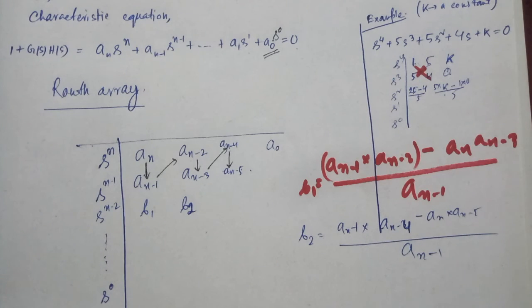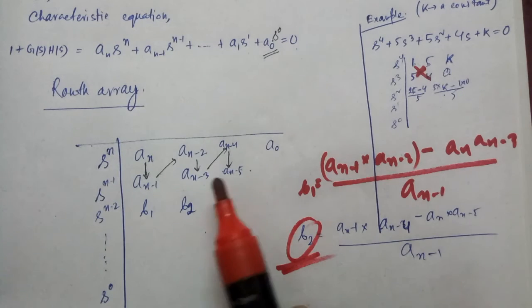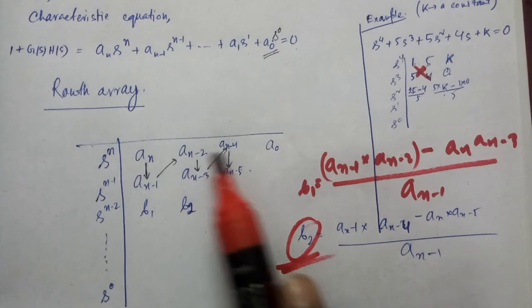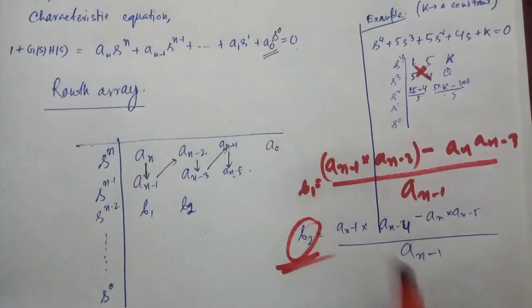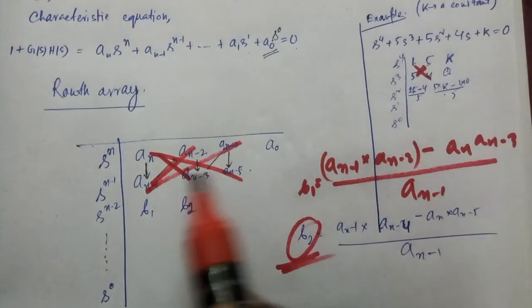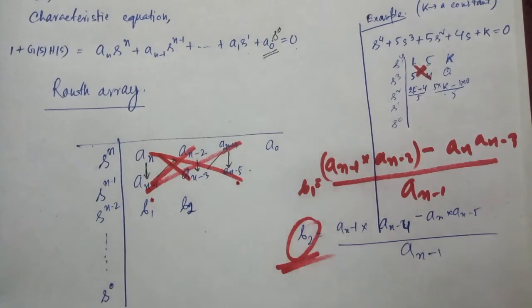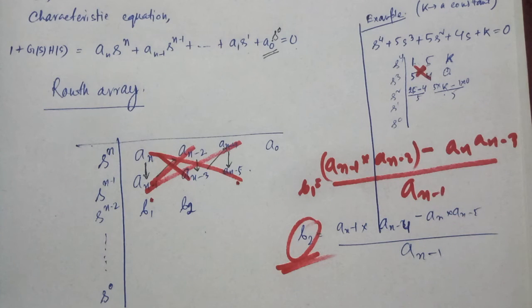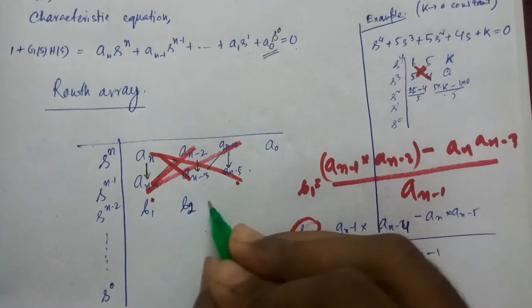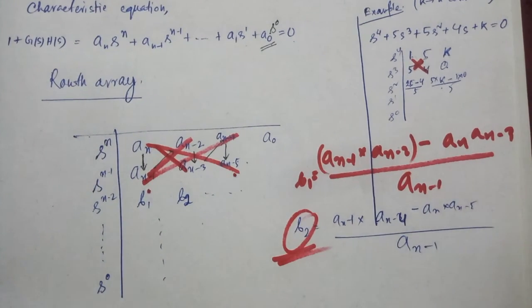Actually what I think is, finding b2 is more important, because you don't have to multiply a n minus 2 into this, right? You have to multiply this column only, a n into a n minus 5, not a n with a n minus 5. So you have to remember this very much, such that we find the whole Routh array.